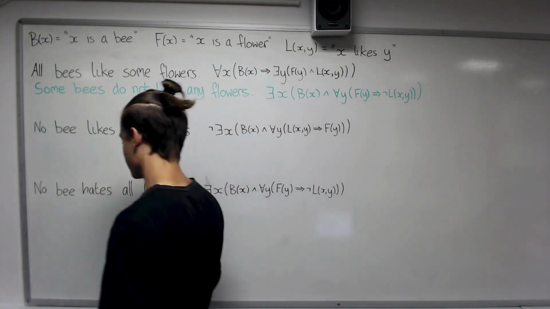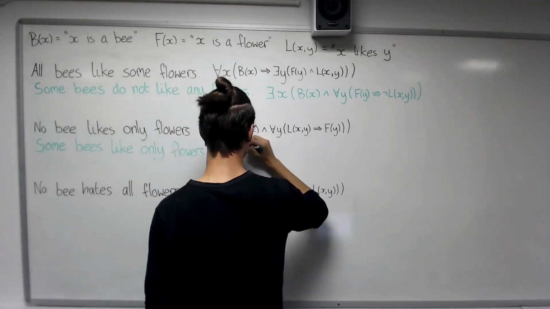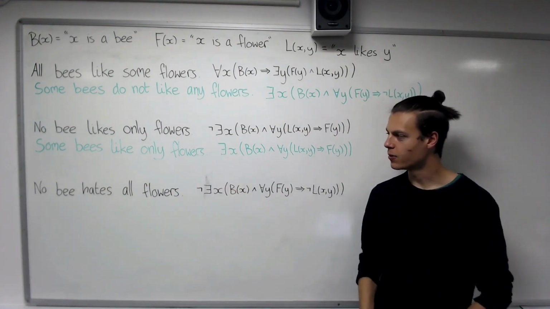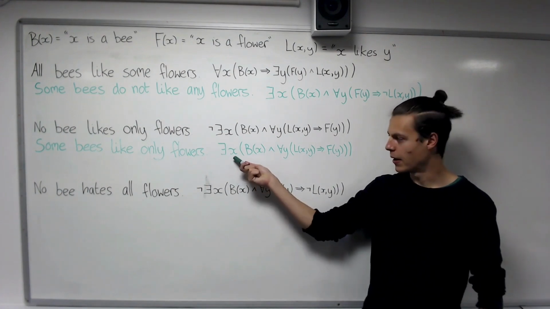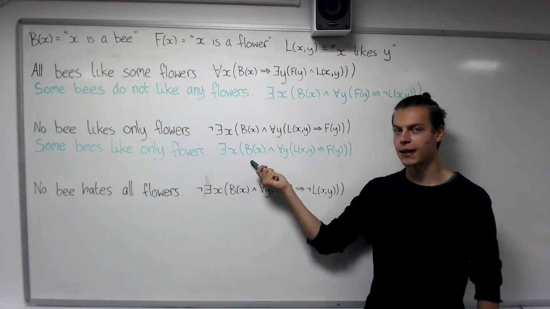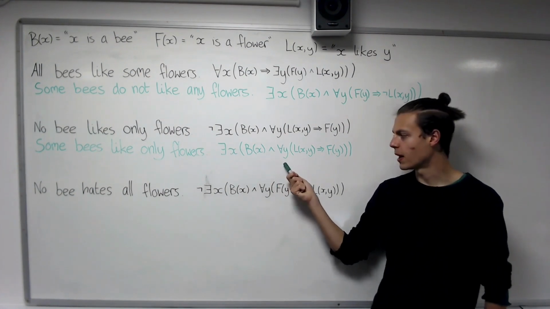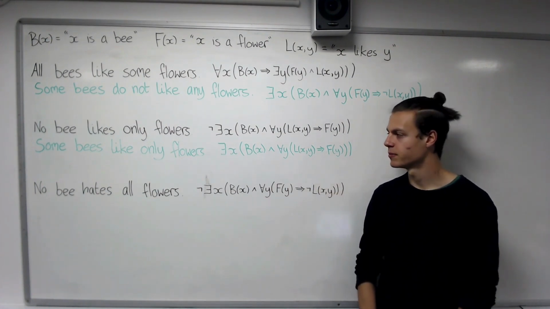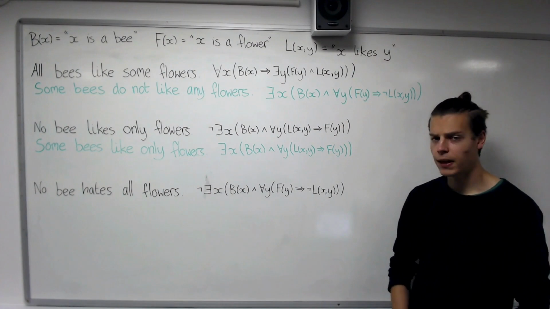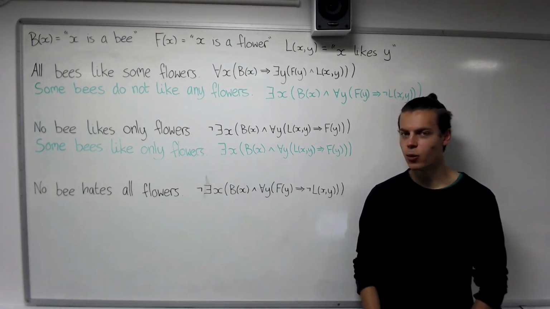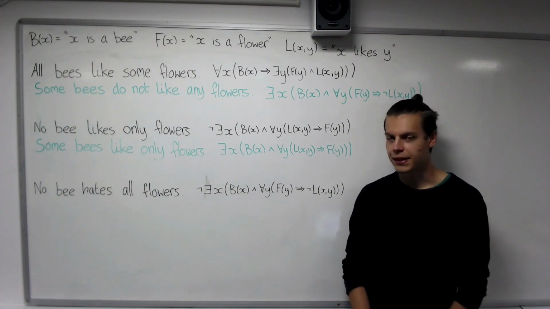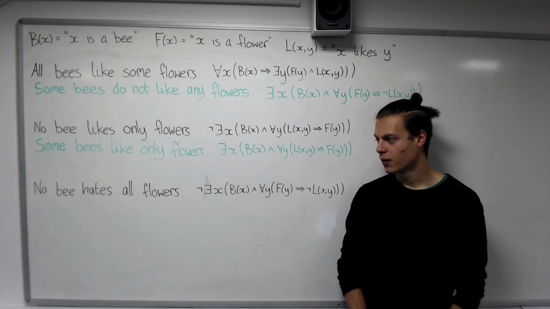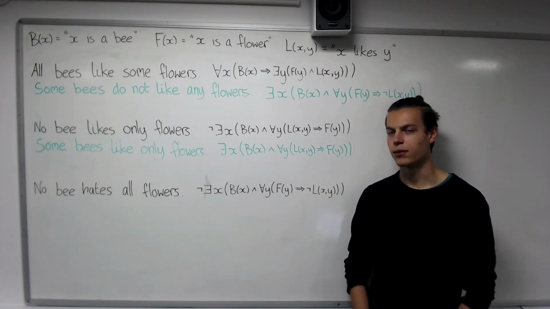Yeah? So the negation is some bees like only flowers, written there is some X such that X is a bee, and for all things Y, if X likes Y, then Y must be a flower. Right? Finally, no bee hates all flowers. Well, if we negate that, so it is not the case that no bee hates all flowers, then it is the case that some bees hate all flowers.